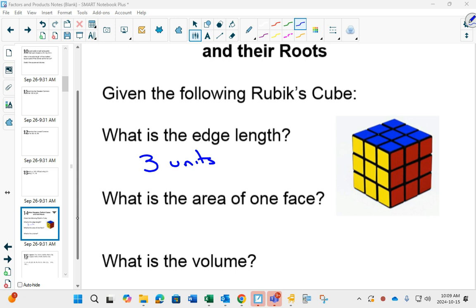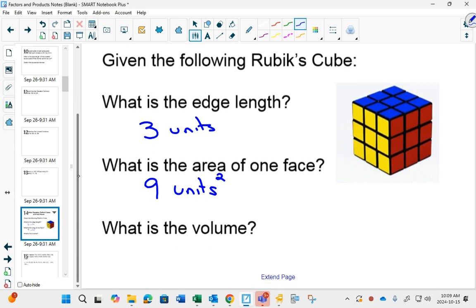The area of one face then would be 9 units squared, and the volume would be 27 units cubed, because it would take 27 of those little squares to add up to the whole thing. There's 3 rows of 9.